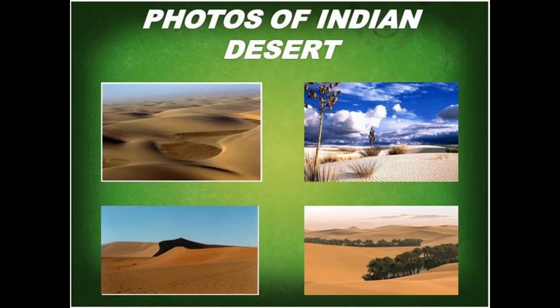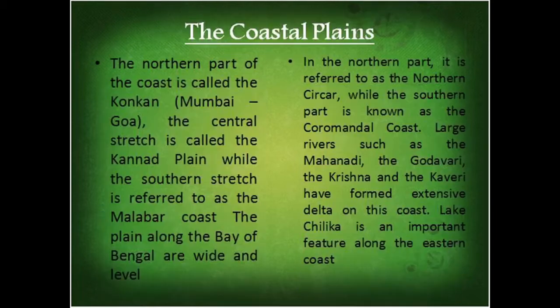Okay, and now students, we will discuss life in the desert. Most of the villages in the desert are situated around oases, where some water is found and some plants grow. Apart from growing a few crops, the villages in the desert keep goats, cattle and camels.